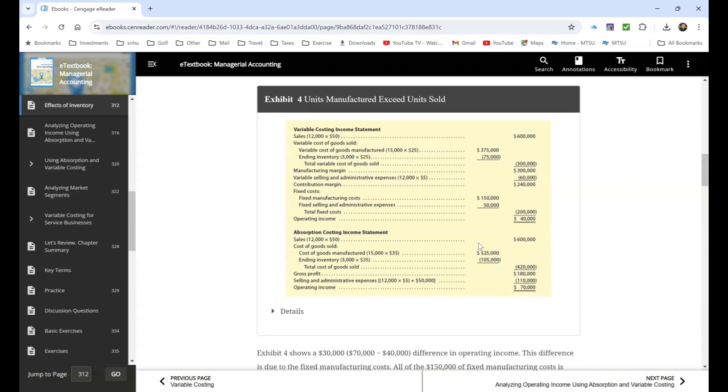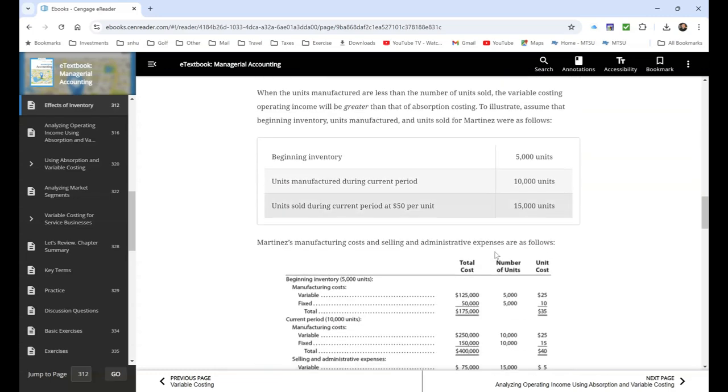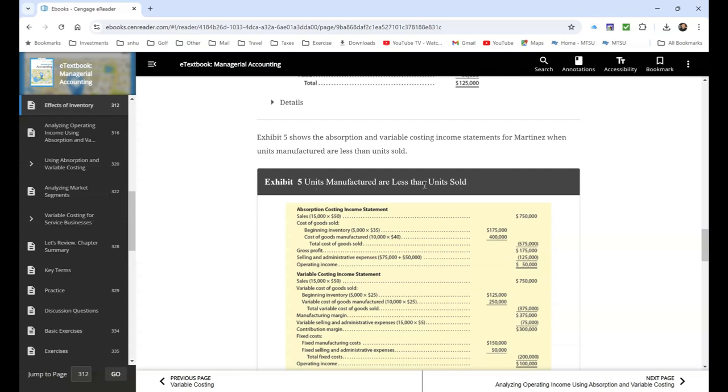Under the absorption costing, of course, we're going to be spreading that overhead among more units, and part of that is going to end up in inventory, which we will sell, of course, hopefully the next year. But under the case where we produce fewer units than we sell, it's different.